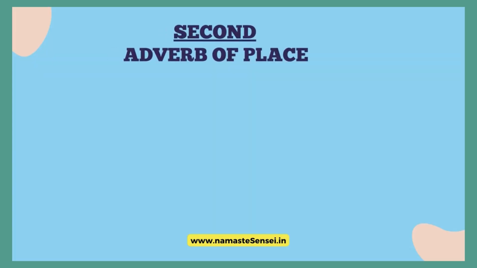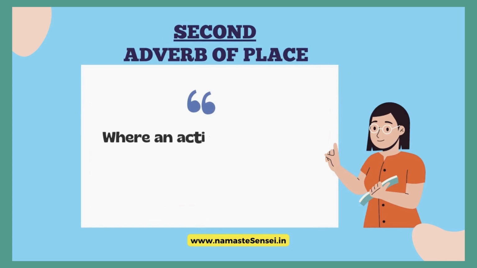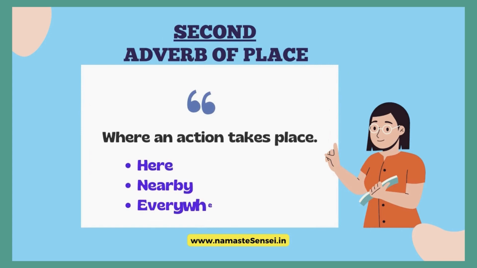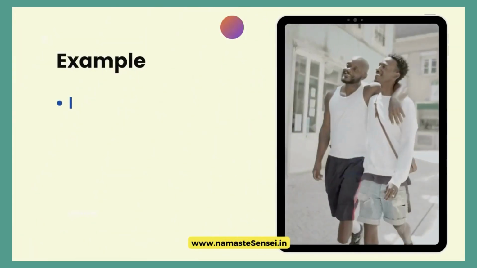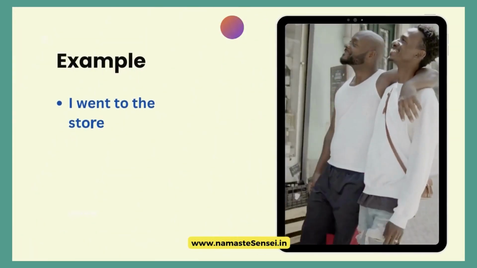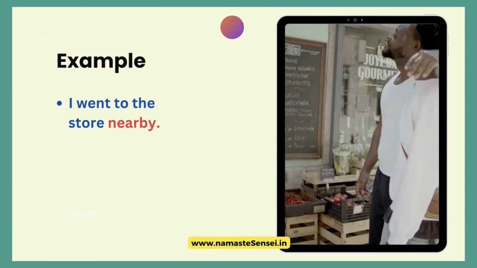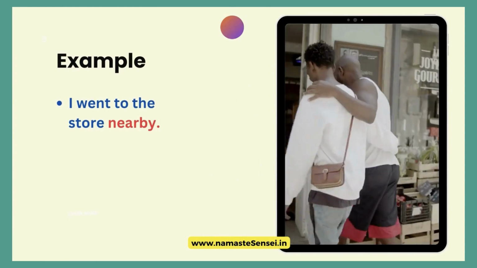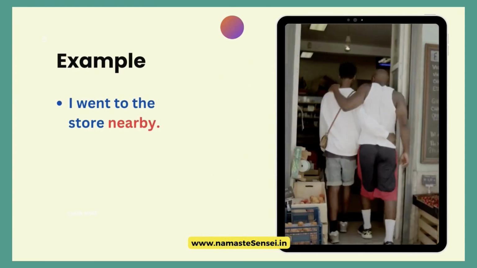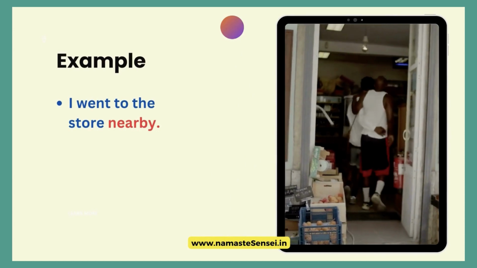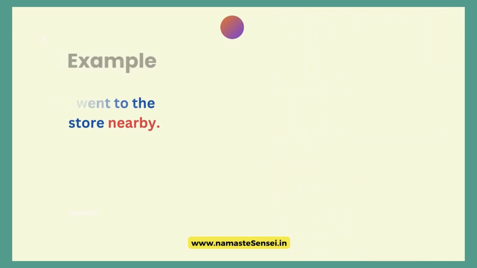Second, the adverb of place. These adverbs describe where an action takes place. For example, here, there, nearby, and everywhere. Let us see an example of a sentence formed using the adverb of place. I went to the store nearby. By adding the adverb nearby, we get a clearer picture of where the speaker went. This adverb of place helps us to understand the location more precisely.